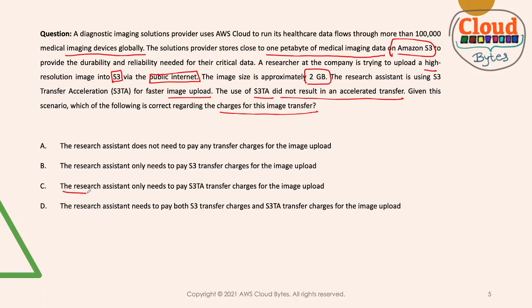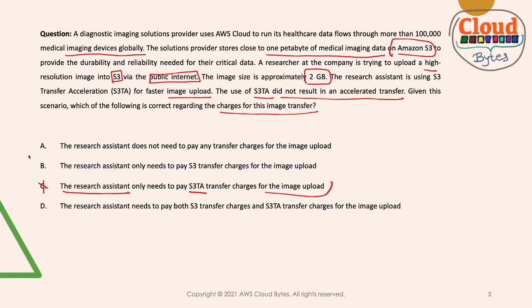The research assistant only needs to pay S3 TA transfer charges for the image upload. Since S3 TA did not result in an acceleration in transfer, basically they didn't use any S3 TA while doing the upload. Because it wasn't used, there won't be any charge. So this one is not correct because they cannot charge. AWS will not charge unless S3 TA was used.